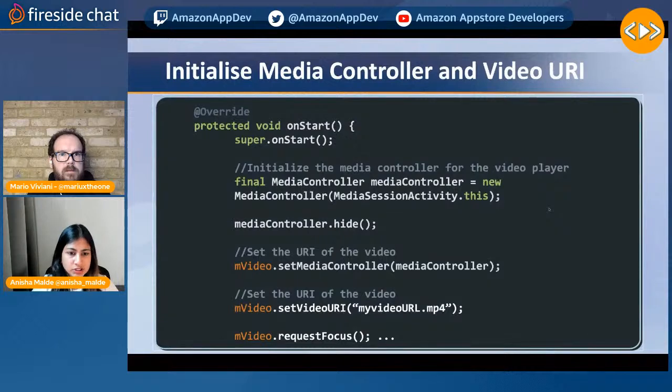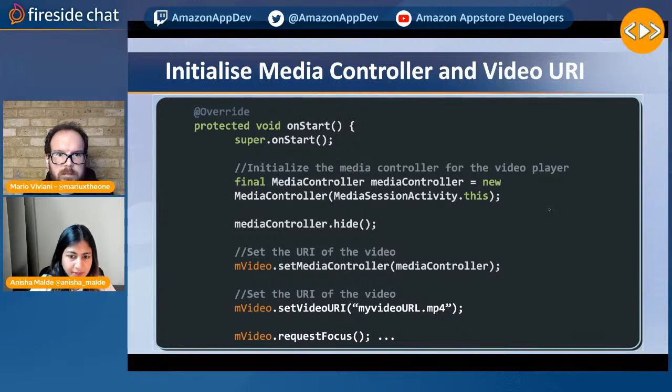Next, we want to initialize the media controller and video URI. We do this in the onStart method, which is where we will initialize that media controller. The media controller that displays on screen shows you the current status of the media and some basic information like the controls. Once we've initialized this, we pass the media controller to the media player by using the method setMediaController. You can see this in the second line.